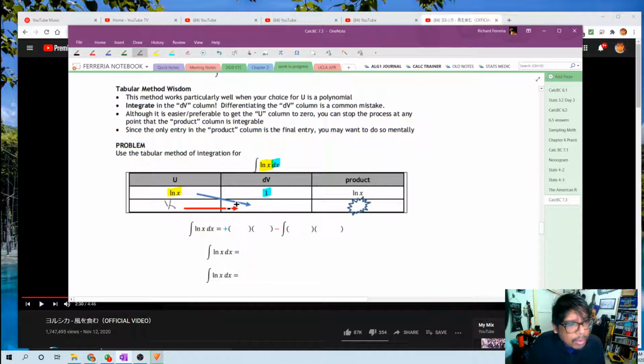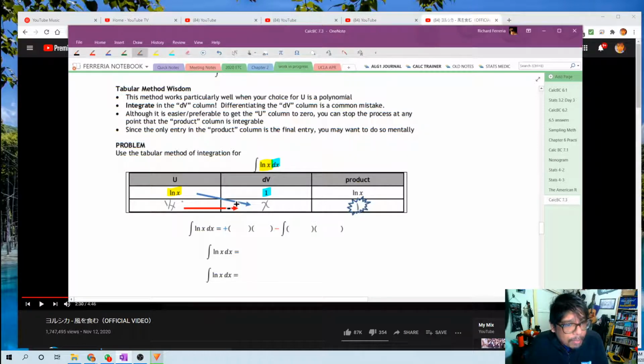Let's take the derivative of natural log of x. It is 1 over x. Let's take the antiderivative of 1, and that is x. And we're going to multiply across 1 over x times x. That's equal to 1. So we've got an integratable product now, and we're going to stop the process. If you went another step here, you wouldn't necessarily get something that is integratable. But since this is integratable, we're just going to stop.